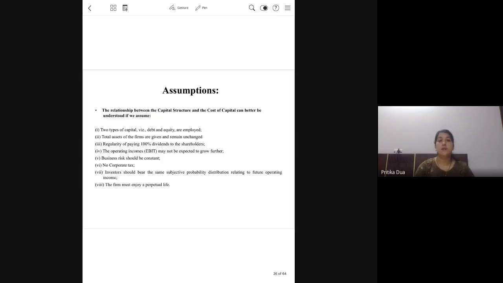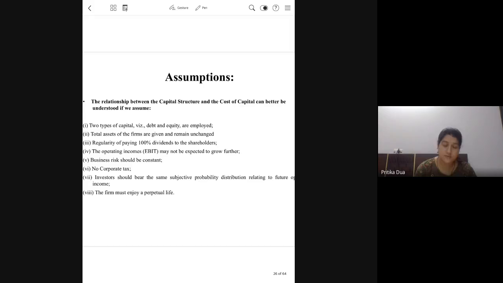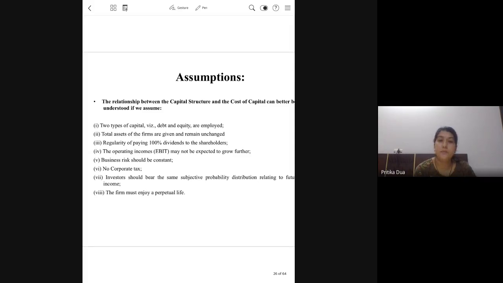So we come to the assumptions first. These are the assumptions under all the four theories. The first assumption is that there are only two sources of finance, two sources of capital for the firm, either debt financing or equity financing. Then the assets of the firm remain unchanged during the decision period. 100% dividends are paid to the shareholders. Okay, so whatever earnings are available to the firm, it is not reinvesting, it is distributing the entire earnings to the equity shareholders. The EBIT is given, it is not changing during the decision making period.